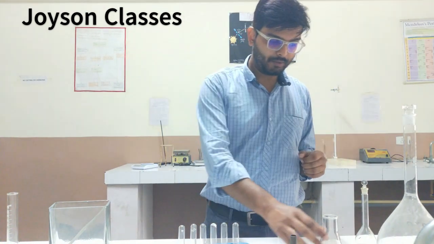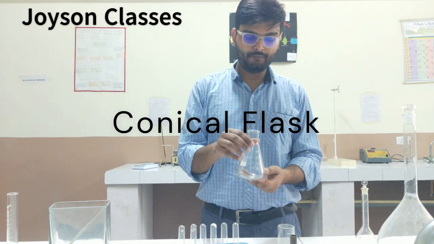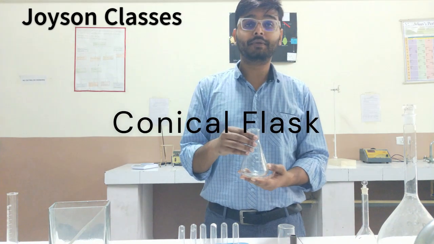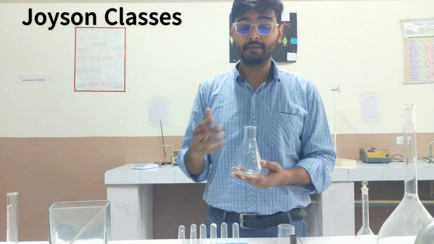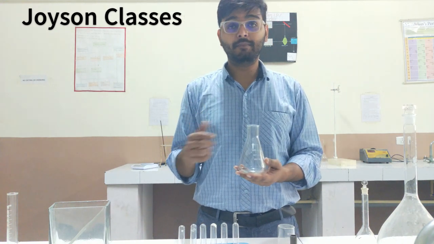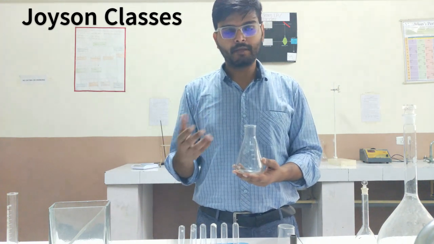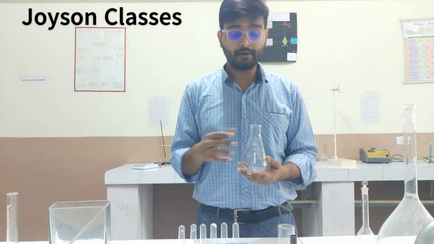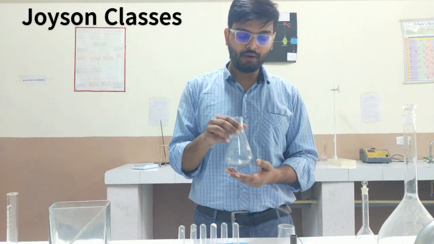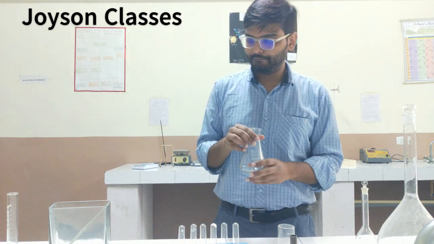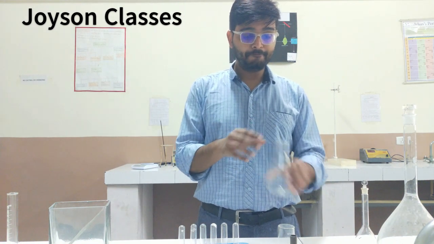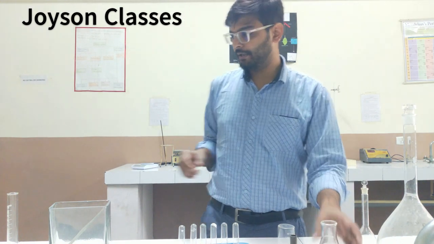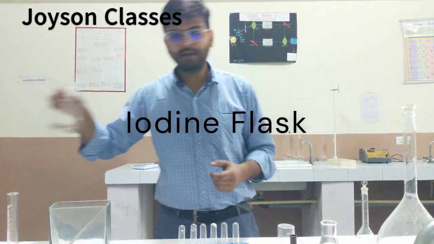This is known as the conical flask. It is used for titration, n numbers of titration: acid-base titration, redox titration, gravimetric titration, precipitation titration, all of those titrations. This is specifically used. But for iodine titration, we use the iodine flask.